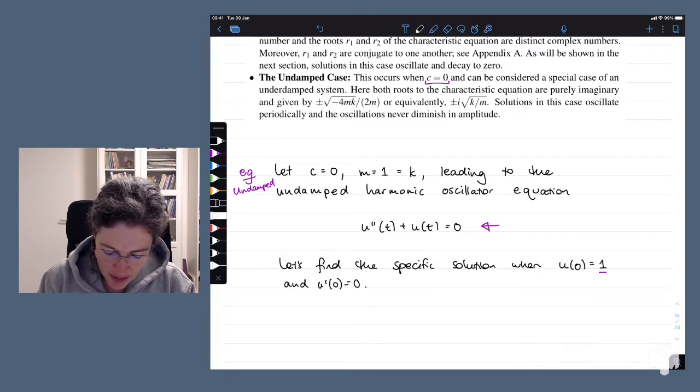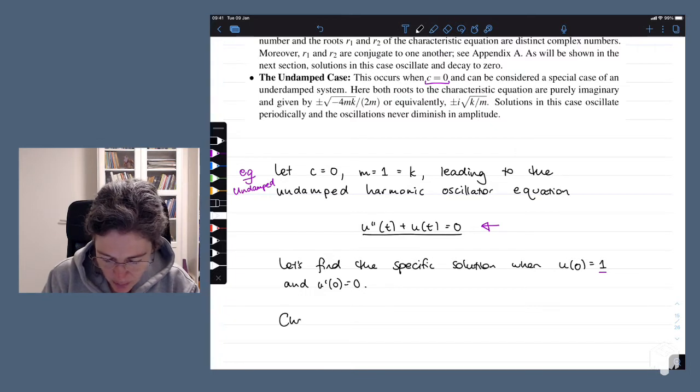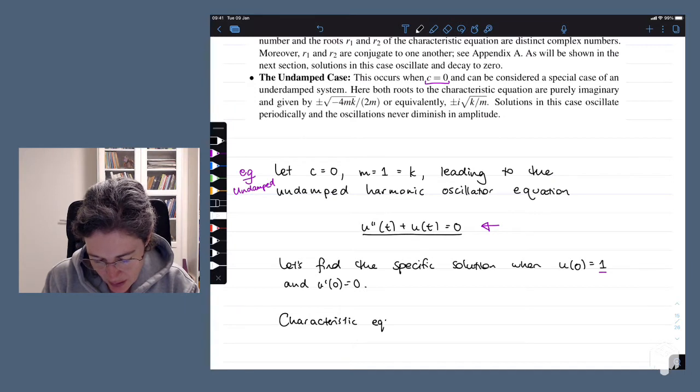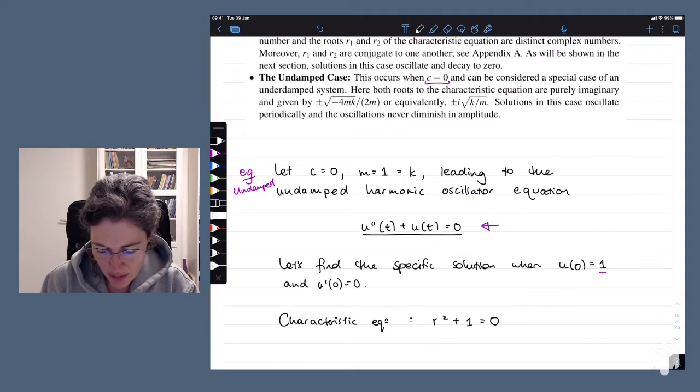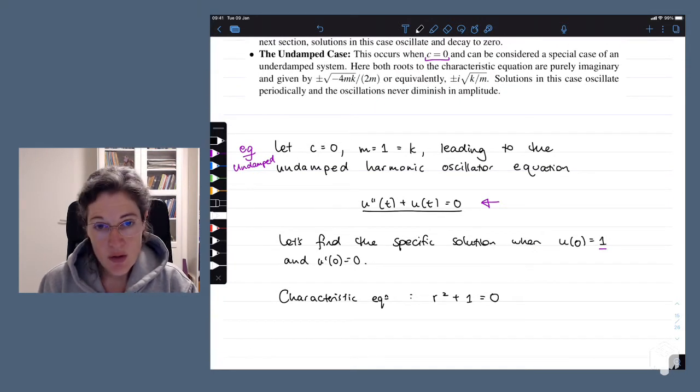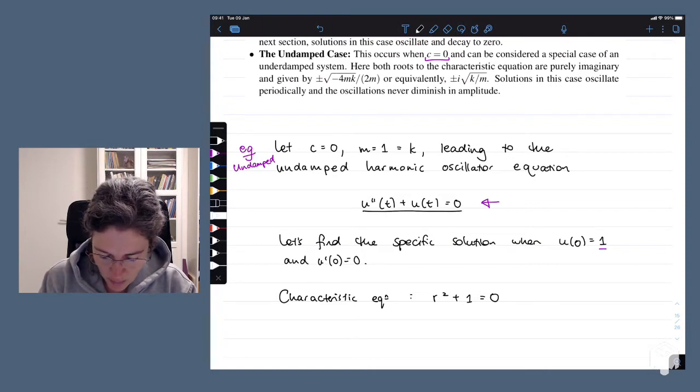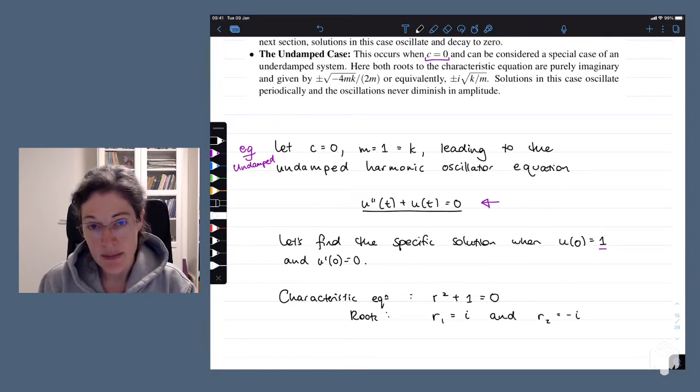Okay, so we know if this is the equation that we're trying to solve, then the characteristic equation that we use to solve this is going to be r squared plus 1 is equal to 0. And so we just go straight ahead and find the roots, and you have a look at this and go, it has no real roots. In fact, it just has imaginary roots. So it has the roots r1 is equal to i, and r2 is equal to minus i.